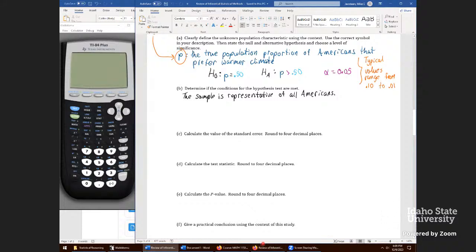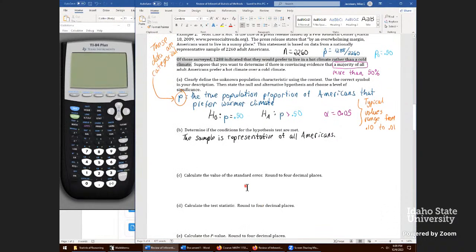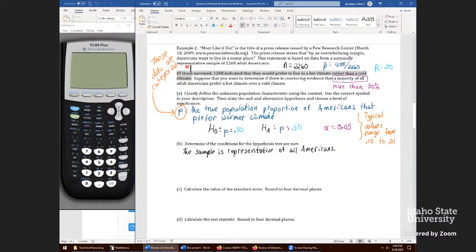Okay, so back to this problem. Let's remind ourselves what we were dealing with here. The problem said we surveyed 2,260 adult Americans. 1,288 indicated they would prefer to live in a hot climate rather than a cold climate. Now we were tasked to do this.